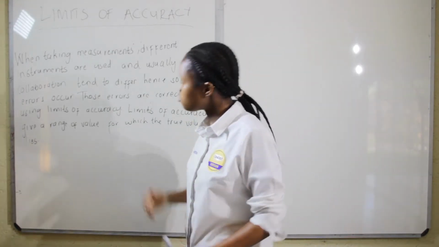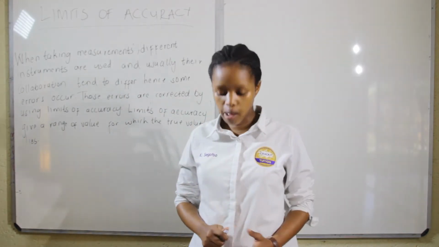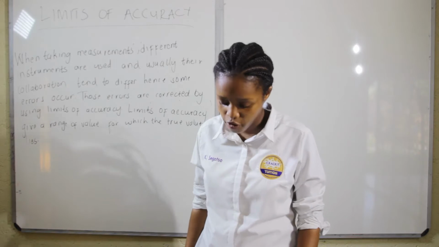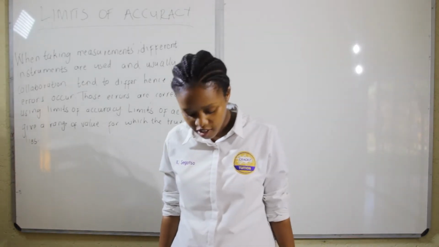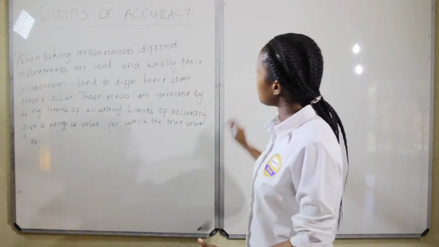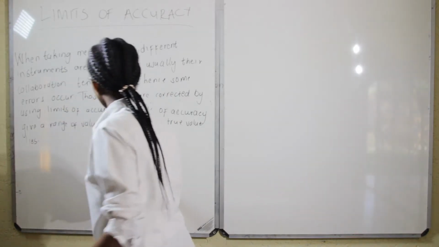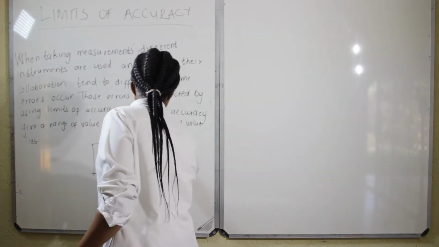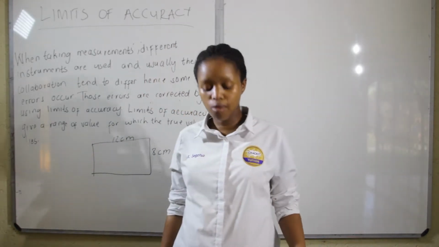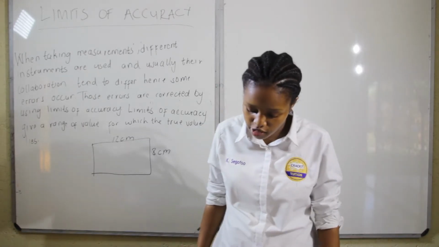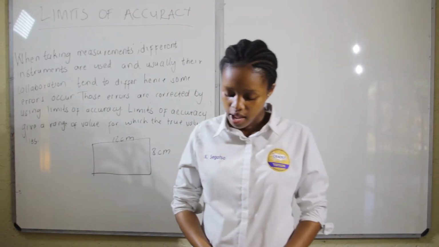So firstly, let's take an example. For example, Kabelo measures the length and width of a rectangle to the nearest centimeter. The length is 12 centimeters and the width is 8 centimeters. So our rectangle has a length of 12 centimeters and a width of 8 centimeters. The question further goes on and says, state the limits of the length and the width.